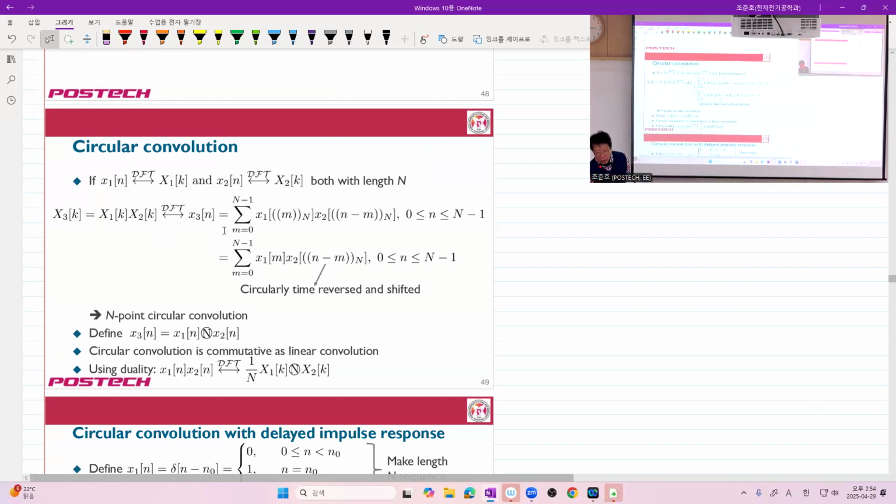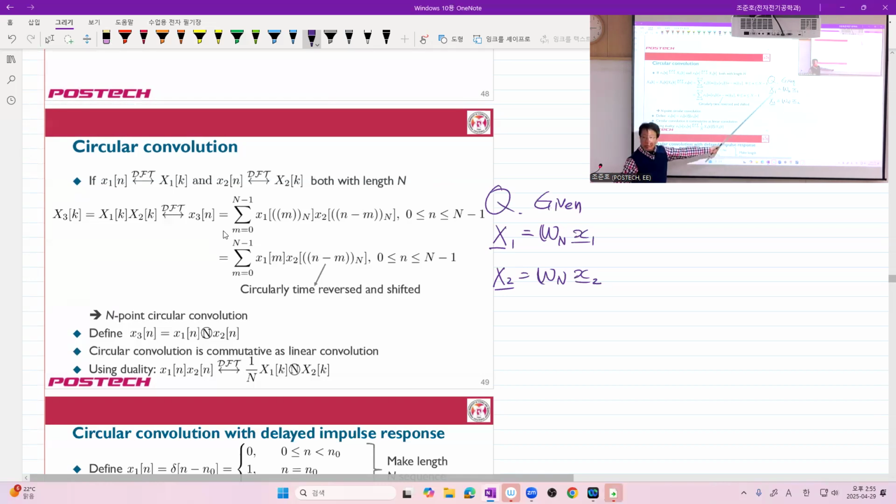The difference is that now we have two vectors, x1 and x2, and we assume they have the same length. So in our notation, we have these two vectors after DFT. Now the question is this one: given the DFTs of the two vectors, what is the DFT of x1 times x2?